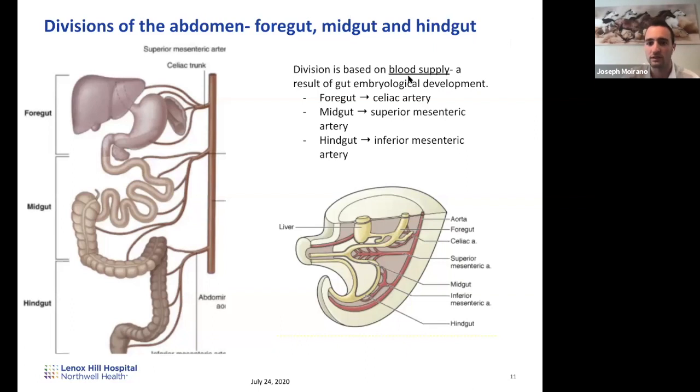The important thing is that all this blood supply is based on the embryological development of these different regions, which we're not going to go into today. But it's important to remember each of the organs classified within the foregut, midgut, and hindgut, because that has implications when you're learning other things like nervous innervation, which we won't get into today. It's really important for the anatomy and where these are located. So we're just going to run through each of these divisions of the abdomen, looking at the foregut, midgut, and hindgut, and their different blood supplies.